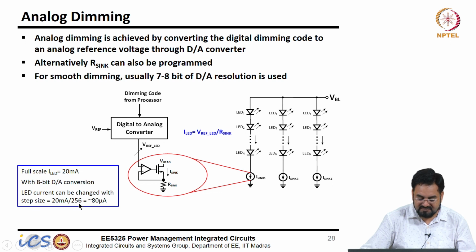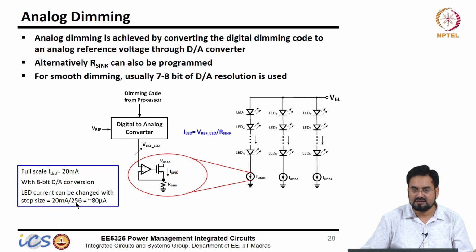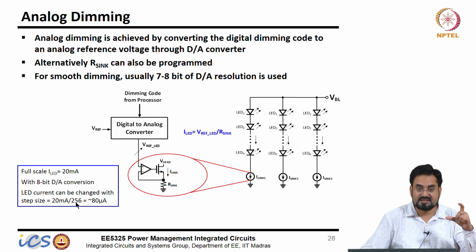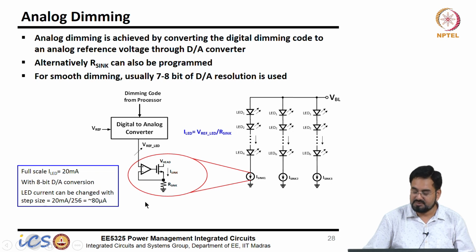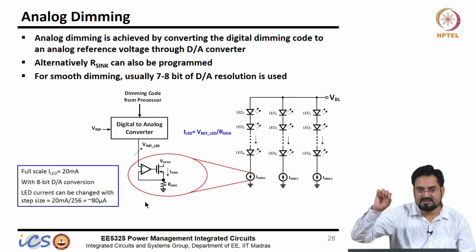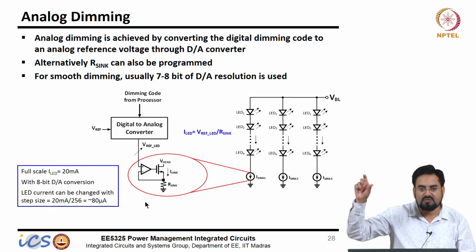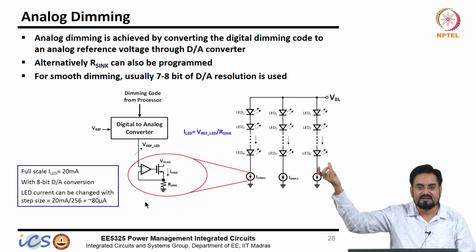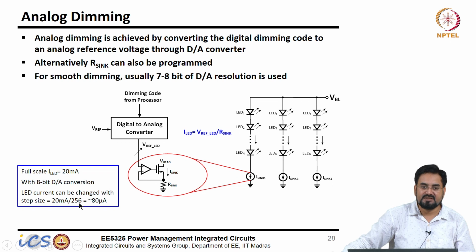The step size, the LSB, is divided by 2 to the power n minus 1. Let us take 2 bit. How many codes do you have? Total 4 codes. 00 is 0, then 1, 2, 3. So 3 levels.